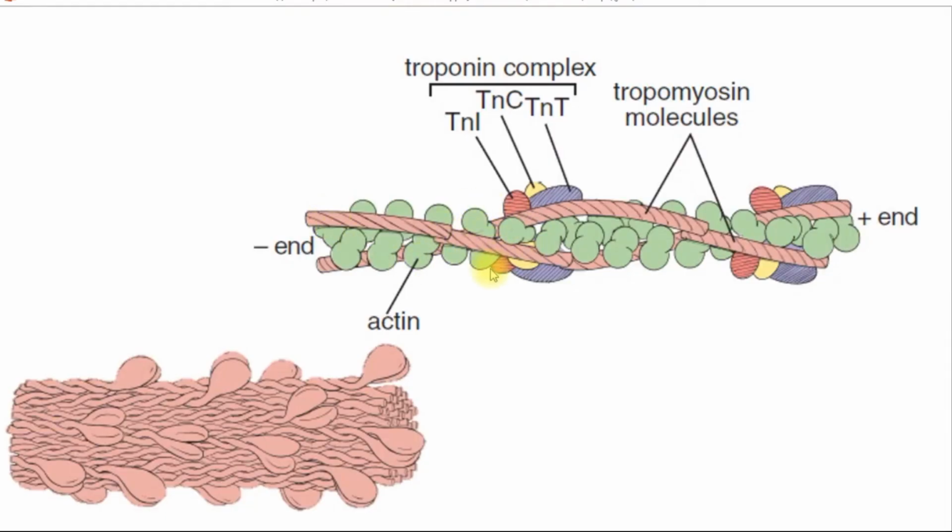How do they provide this connection? Here we can see actin filament, and active centers of the actin are closed by troponin molecules. They close, and attachment of myosin filaments to the actin filaments is impossible. And also we have troponin complex. It includes troponin I, troponin C, and troponin T, 3 parts.